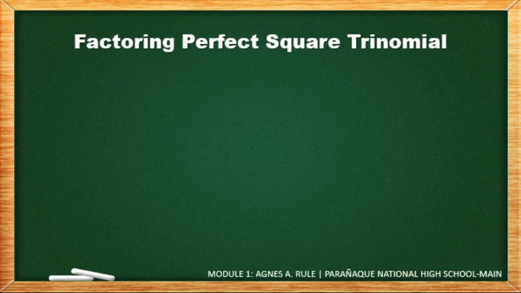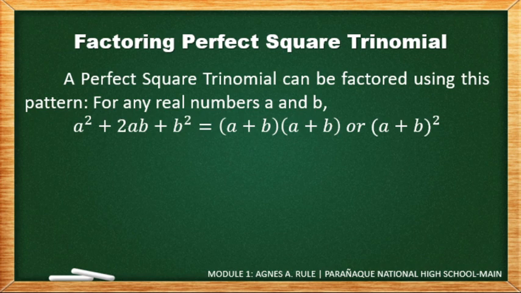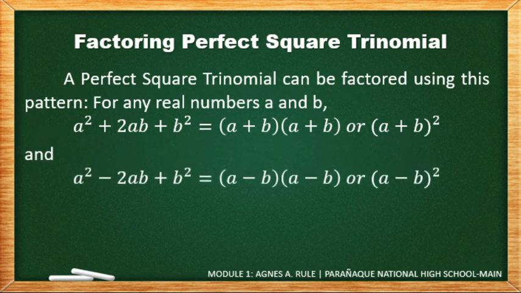Factoring PST. A perfect square trinomial can be factored using this pattern. Ayan. Laging tatandaan kapag positive ang middle term, your operation sa squaring binomial ay plus. That's why you have open and close parenthesis of a plus b squared. The next pattern, we have a squared minus 2ab plus b squared. So that's why our squaring factor is a minus b squared.